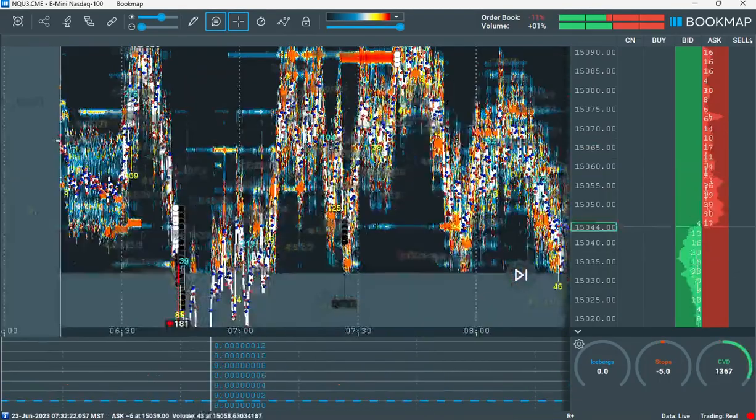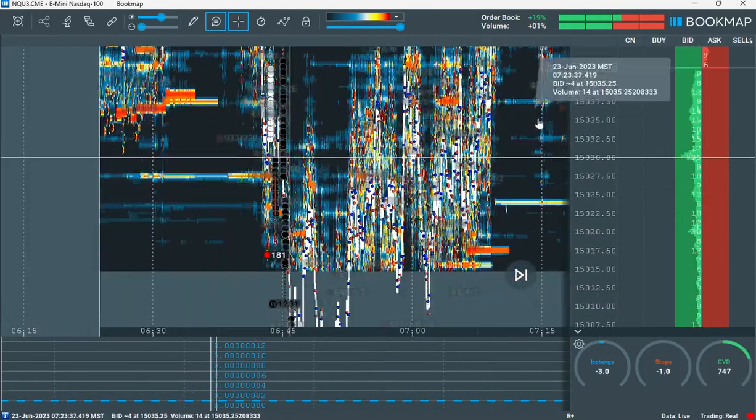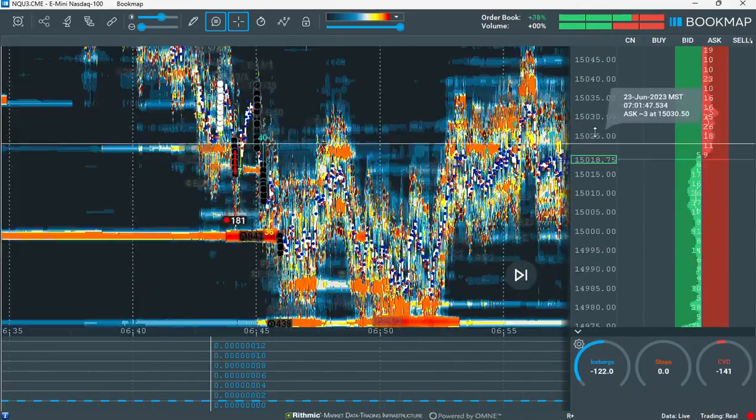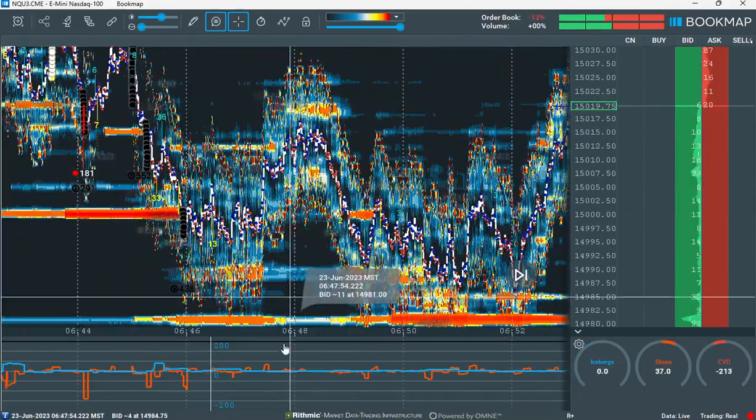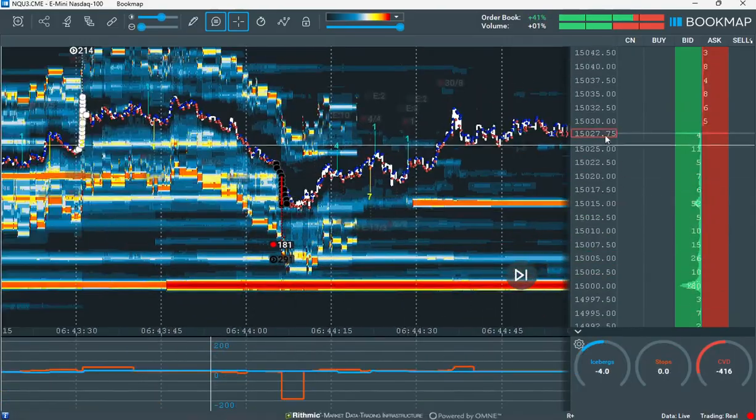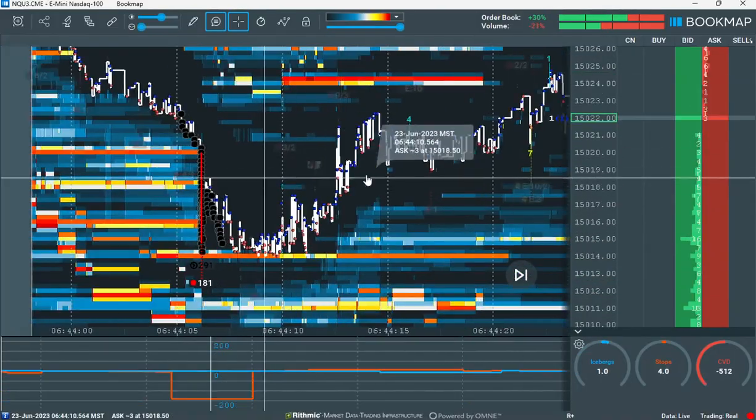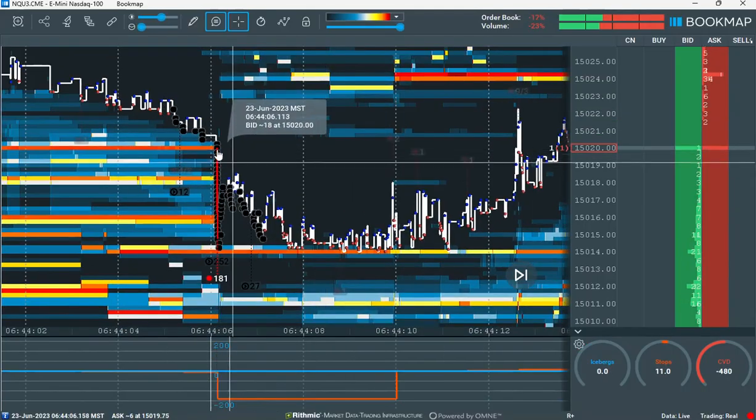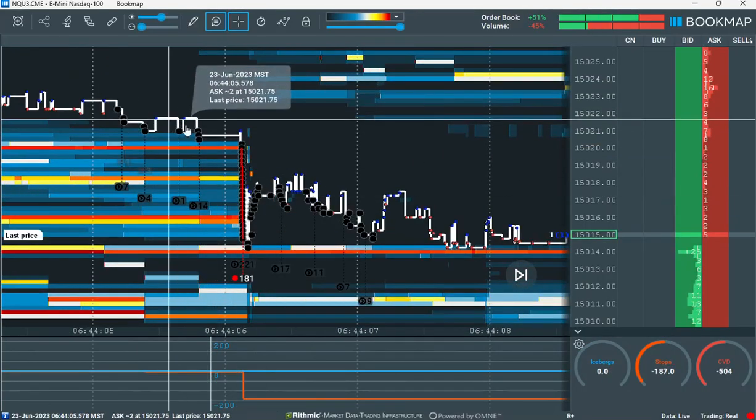Oh, this one was earlier. I didn't see this one, so we'll draw this quickly. So this one was 187. So you see right here. Remember, zoom in on your chart so you get the prices. You see the red line here.